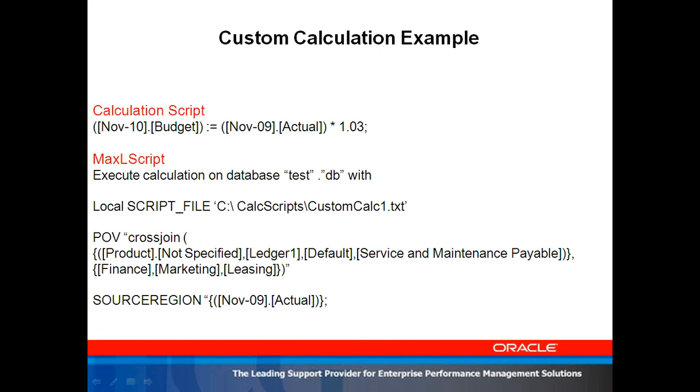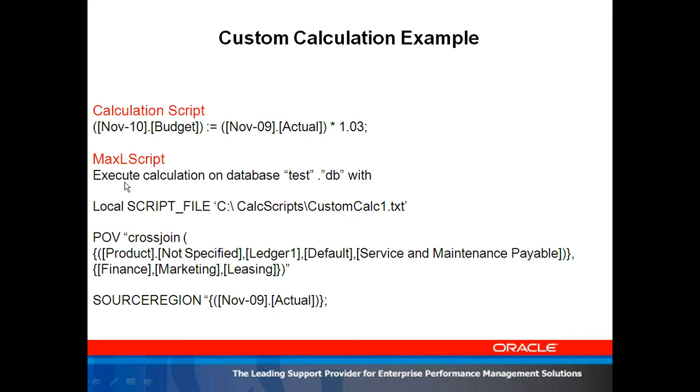So an example of that is something like this. At the top here, you see the calculation script. My November 10, 2010 budget is my target area of the calculation of adding 3% to my November 9th actuals. I put this script into a text file. And that text file will then be referenced, I should say, as part of the MaxL script.